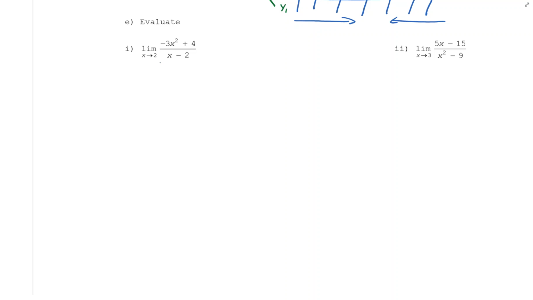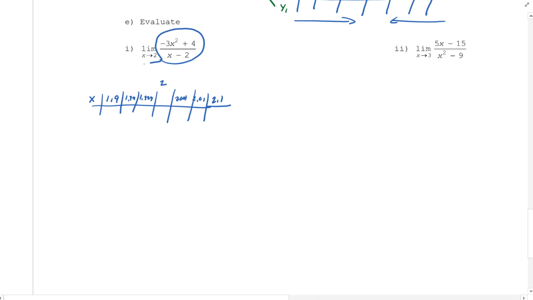I'd like you to try out that table of values. I think you'll find that they go to 2 different places. My x value is going toward 2, so I've got 1.9 on one end and 2.1 on the other end, getting closer and closer: 1.99, 1.999, 2.01, 2.001. I'll let you do the calculator approximation on your own.